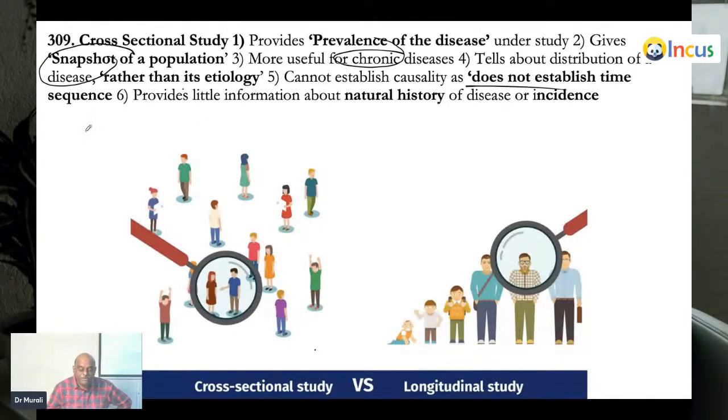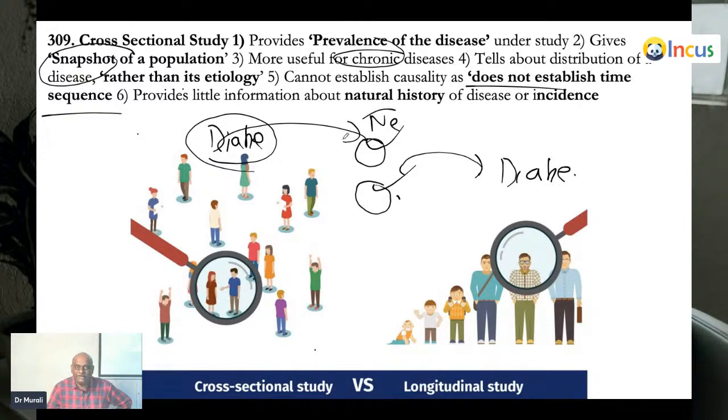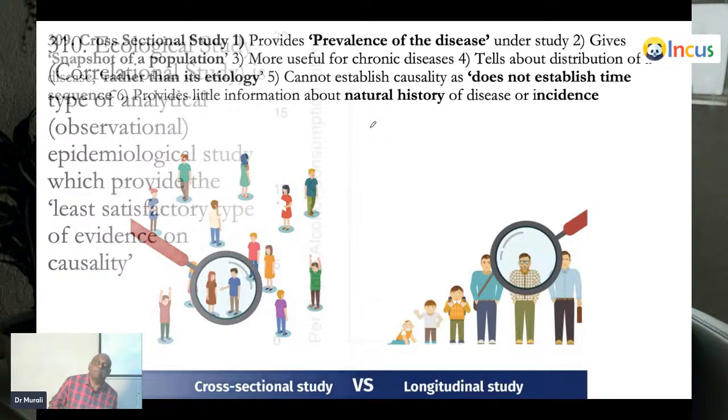And it does not establish time sequence. Did diabetes come from eating idli and getting married, or did he already have diabetes, and afterwards he ate idli, got married and prepared for NEET PG? You can't establish the time sequence in a cross-sectional study. And you don't know about natural history. Longitudinal studies are best for following the natural history, is what you need to basically remember.